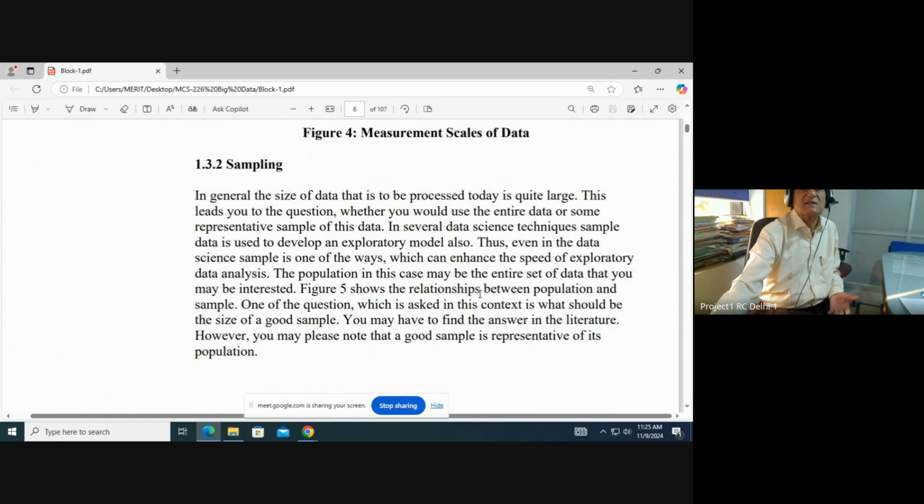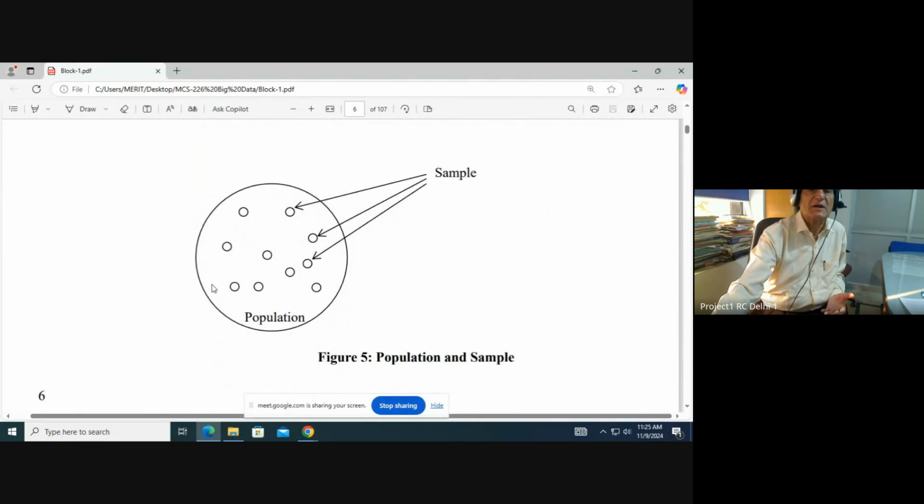In general, the size of data that is to be processed today is quite large. So the population in this case may be the entire set of data that you may be interested in. Figure 5 shows this. This is the whole data population, but you are sampling only this small data which is being produced for this.